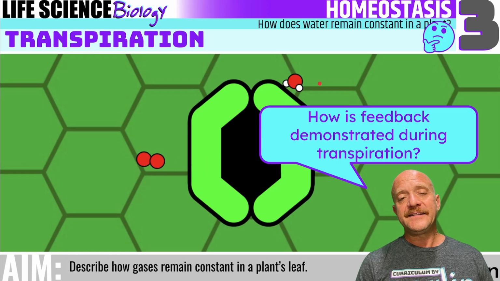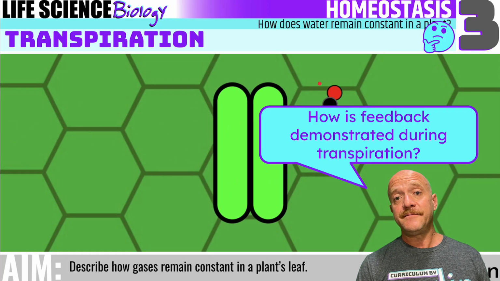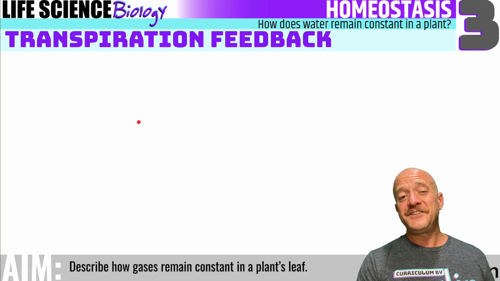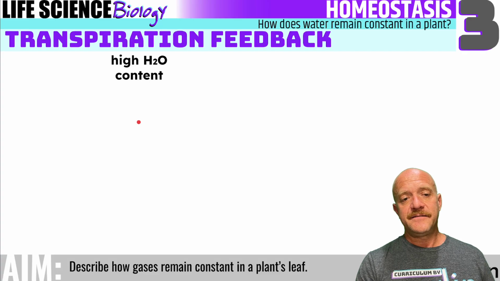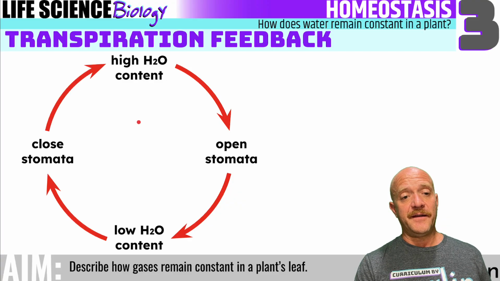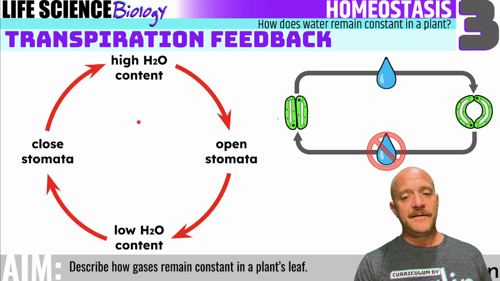So how is feedback demonstrated during transpiration? Please indicate that in your notes. Okay, transpiration feedback. It looks like this. First you have high water content. You'll open the stomata. When it's low water content, you'll close the stomata. In other words, when there's a lot of water, the stomata will be open. When there's not a lot of water, the stomata will close.